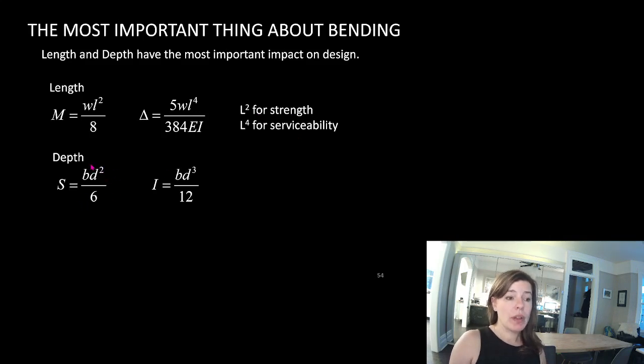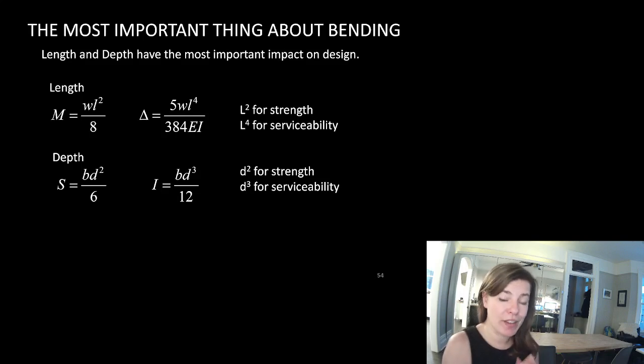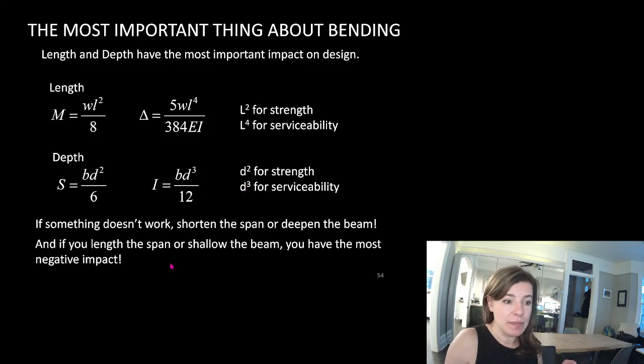For depth, strength is BD squared divided by 6, and for serviceability it's BD cubed divided by 12. So for strength, D is squared, and for serviceability, D is cubed. These are not linear relationships. So the biggest impact you can make on your design is to change length or depth, whether it's positive or negative, a good idea or a bad idea. So what does that mean? If something doesn't work, the easiest way to make a change is to shorten the beam or increase the depth.